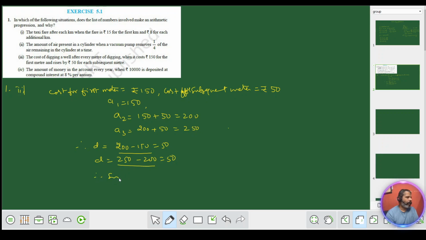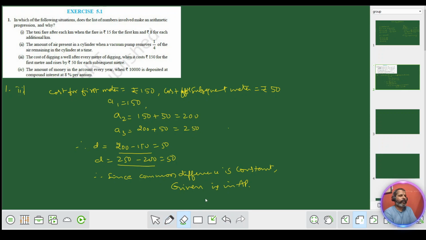Therefore, since the common difference is constant, the given situation is in AP. Understood? It is the same as the first one. Taxi fare for the first kilometer is nothing but the cost of digging for the first meter. Thereafter, they are increasing the rate per kilometer by 8 rupees. Here, digging per meter is 50 rupees. If you read the statements itself, you should be able to identify.